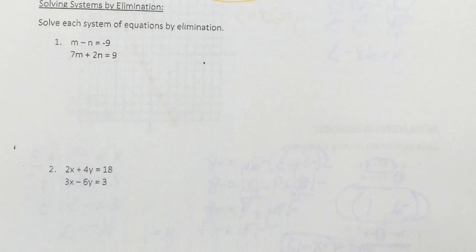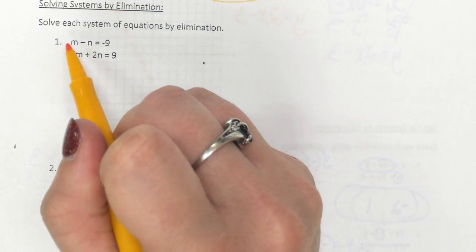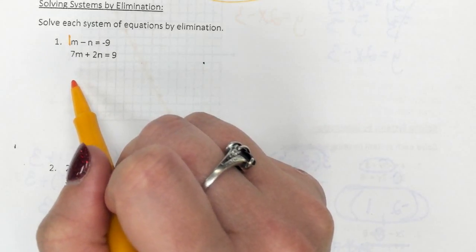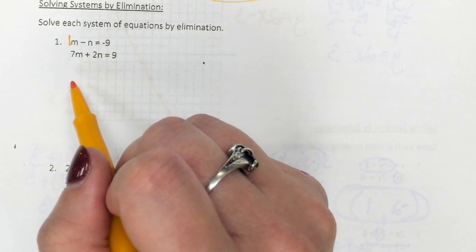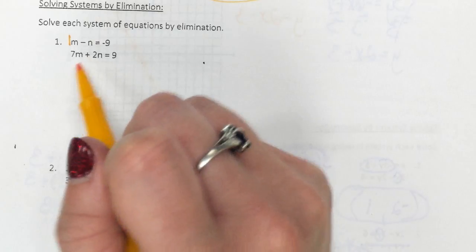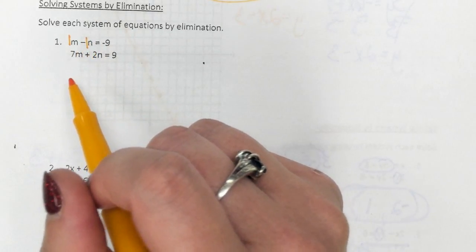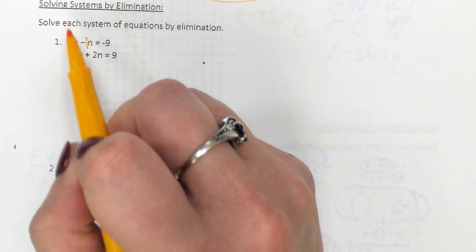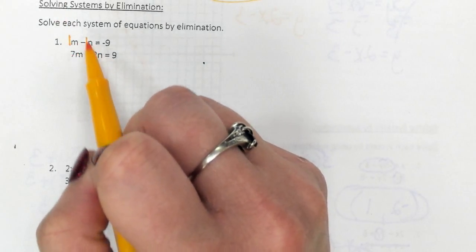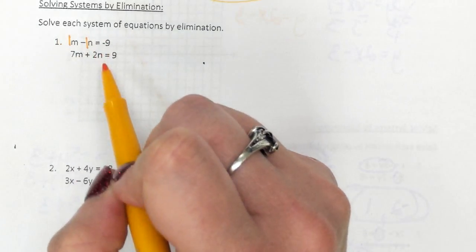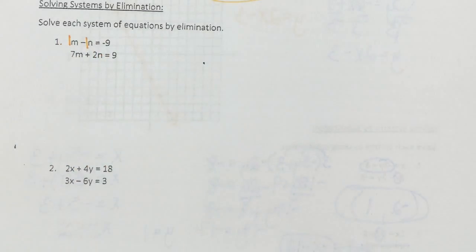Alright? So what number is with M? 1, right? 7 and 1, or 1 and 7, whatever way you want to say it. What numbers are with N? Negative 1 and 2, right? So do you have the same number with the same letter? No. It doesn't have to be both of them, but either the M's or the N's have to be the same. So now you can make them be the same. Which one do you want to make be the same? It doesn't matter. N. The N?